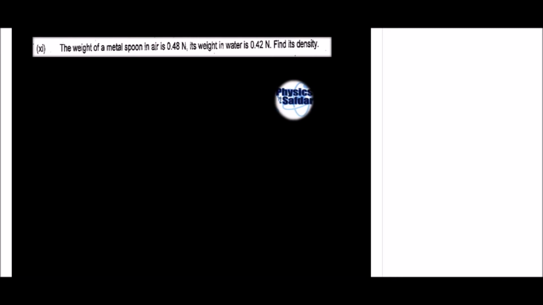Question number 11, section B, paper 2019. The question is, the weight of a metal spoon in air is 0.48 Newton. Its weight in water is 0.42 Newton. Find its density.